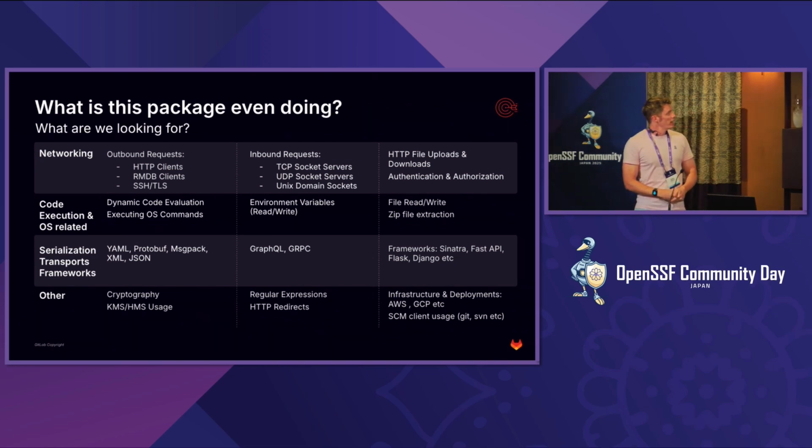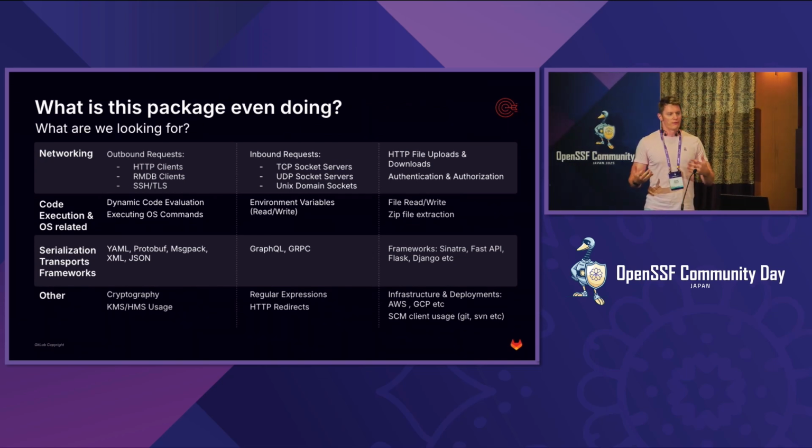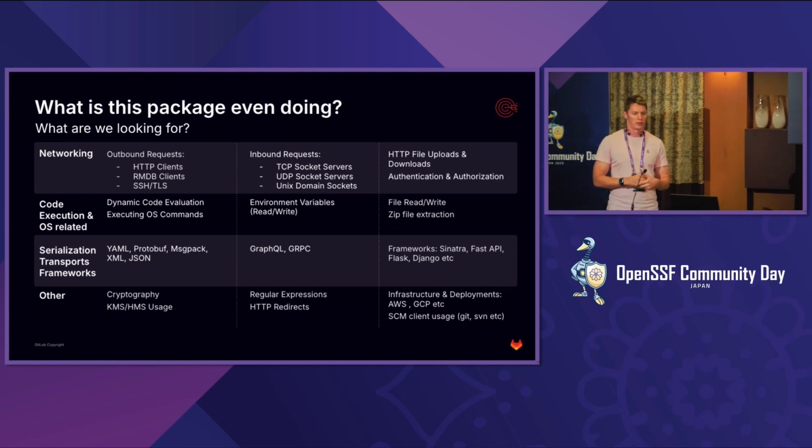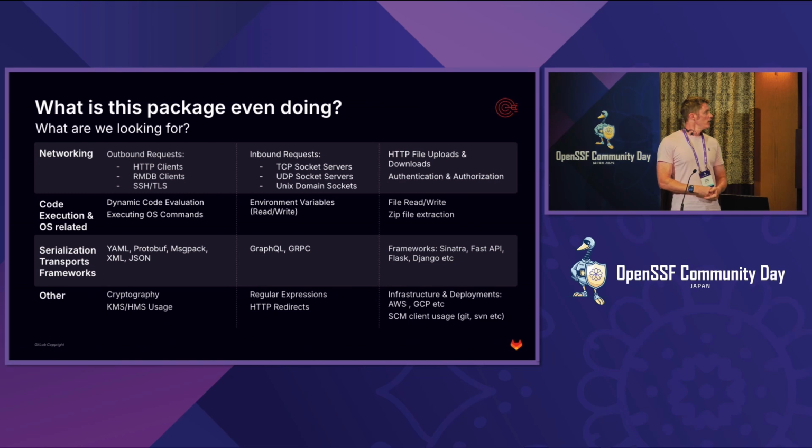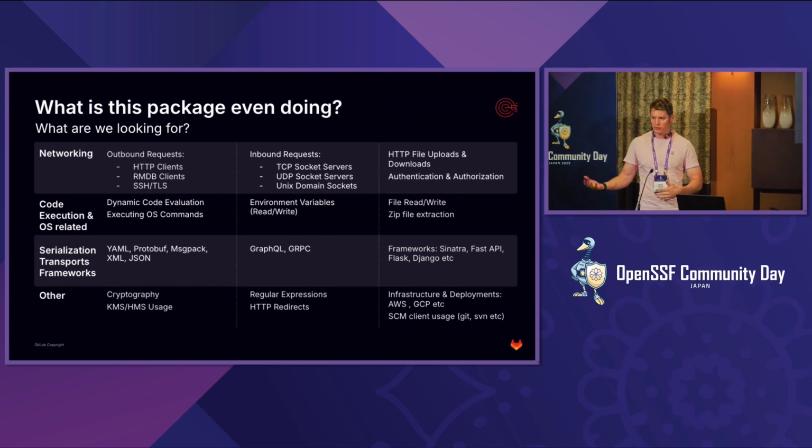We're also looking at various informational level stuff, like is it using JSON, is it using YAML, is it using gRPC for transports, protobuf, etc. And then we also want to catalog which frameworks are being used, because it's nice to know if there are framework-specific issues that this package has. And then finally, we have a whole set of cryptography, regular expressions, and some infrastructure stuff. Is it going to be deployed on GCP? Is it going to call AWS services, etc.